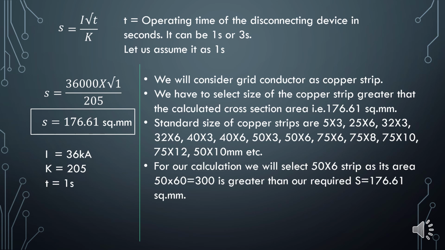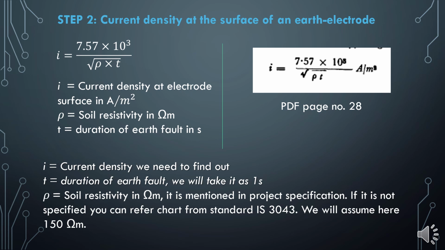By inserting the values of I, T and K, we will get the cross-section area of conductor as 176.61 mm square. We have to select strip size greater than this value. Standard strip sizes are shown. We will select 50 by 6 copper strip as its cross-section area is 300 mm square, which is greater than 176.61. In step 2, we need to find the current density.